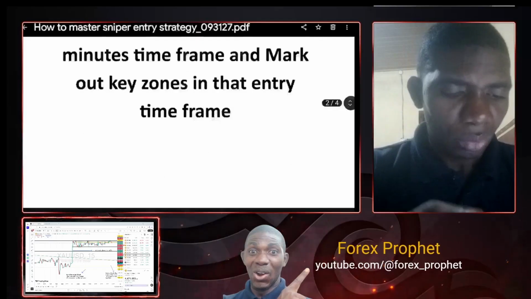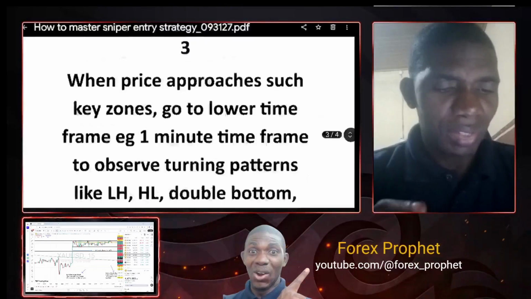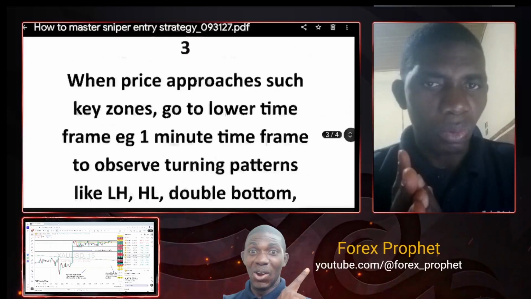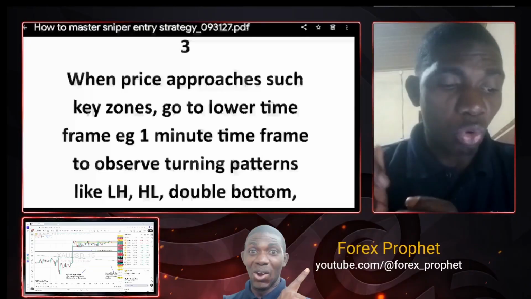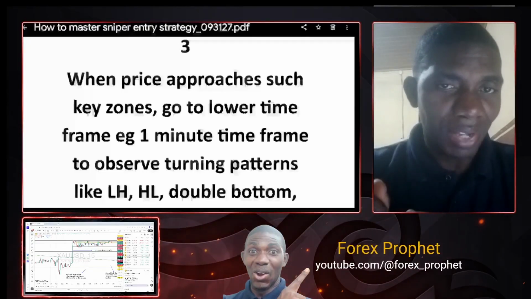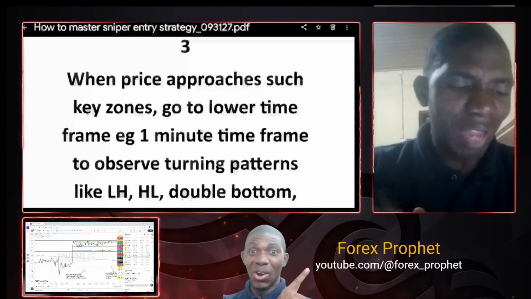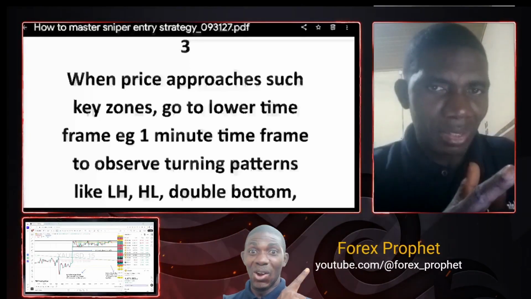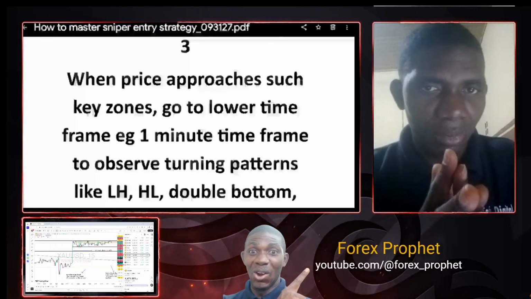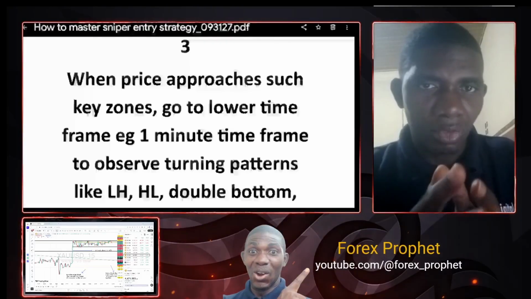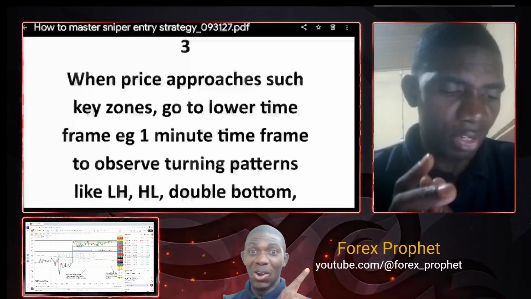All right. So what is the next thing you do after doing this? Then you go to a lower time frame, or let me just illustrate. See, when price approaches your key zones, you understand? That's your area of value. When price approaches there, what do you do? You go to a lower time frame. Example, 1 minute. Some people use 5 minutes. For instance, if you use 15 minutes as your entry time frame, the lower time frame for confirmation can be 5 minutes or 1 minute. For me, I use 1 minute because for me that is very, very key.